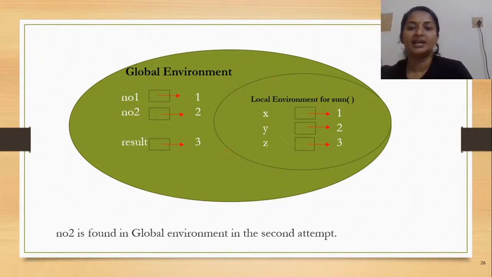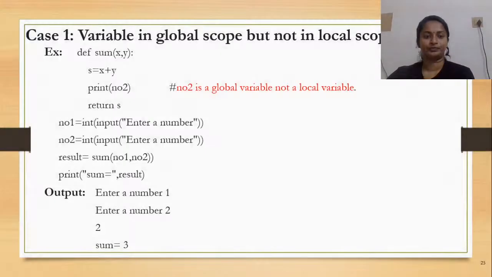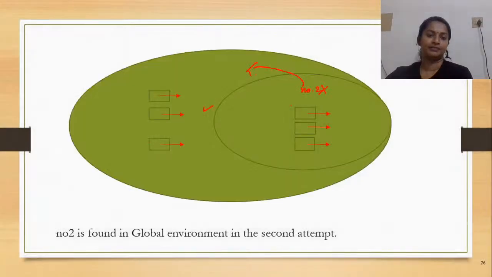Now when NO2 printing happened inside this function sum, right? So first it would go check this local environment. It is not found here. What would it do? It will go check the global environment. Yes, it is found here in the second attempt. Okay. So this is how the value would be printed on the screen. I hope this is clear to you. See here, this is how the 2 was printed on your screen.